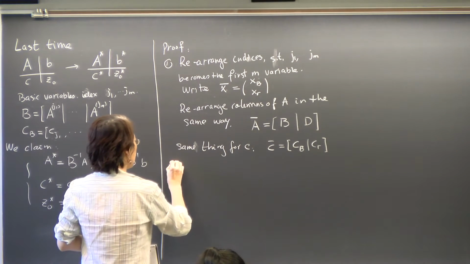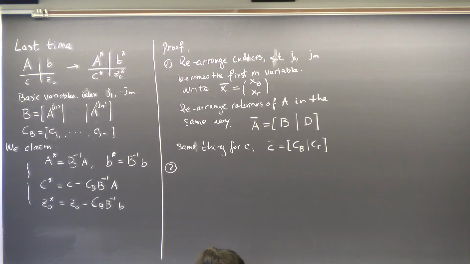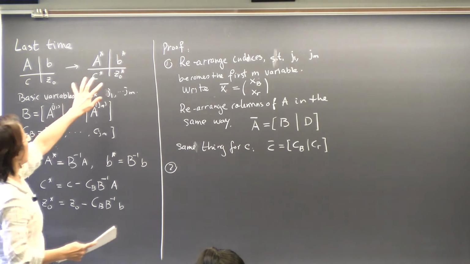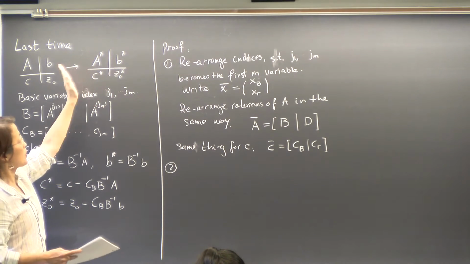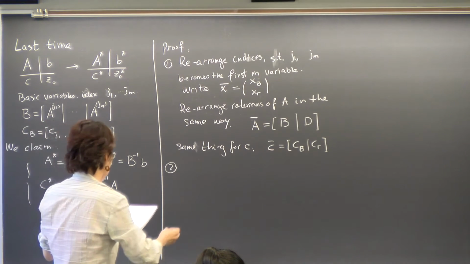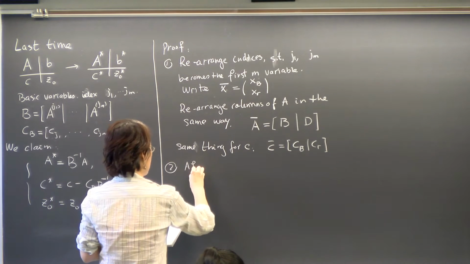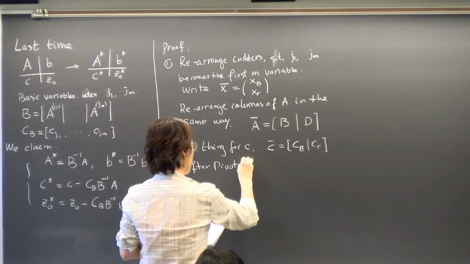Okay. Let's see. If I rearrange like this, and carry out the same pivot steps, how would the final tableau look like? They will also be rearranged. The columns will be shifted. Is that right? And let's write this out. After pivot steps.